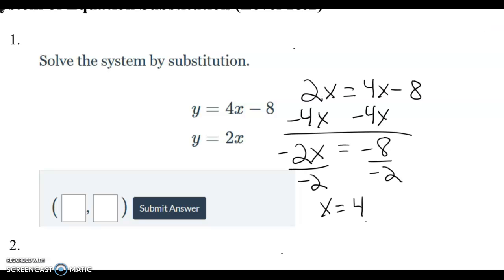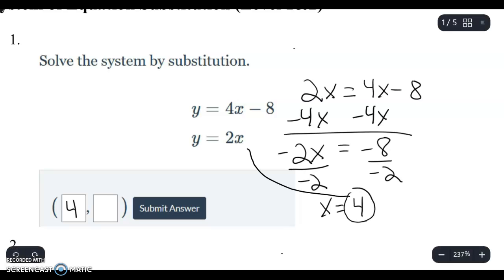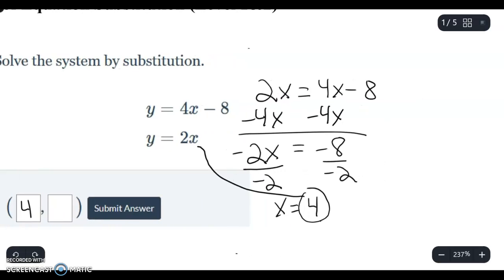Alright, so we're almost there. We got everything we need for x. So x is going to be a positive 4, but we still need the y. So how do we get y? Well, we're going to substitute this back in. We're going to take this and plug it in for x right here. Alright, now can you plug it in the first function? Yes. But this has less work to it, so let's just do that one.